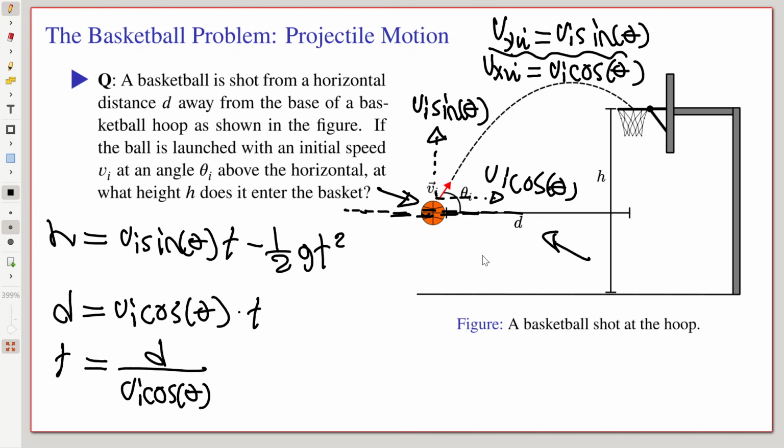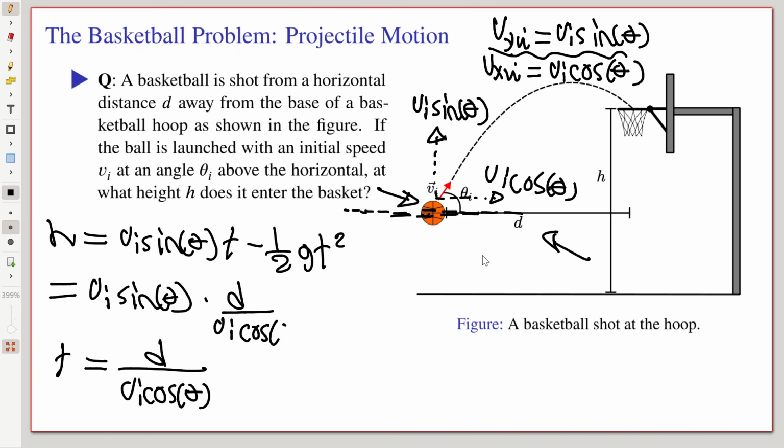Now, if we substitute this time into the equation, we can eliminate the time, and thus we can get a clean equation that calculates the trajectory path in terms of distance, not time, which is much simpler and better to work with. Let us see what we get. Now I'm going to delete this part and just substitute the time. We get vi sine theta times d divided by vi cosine theta, minus 1 over 2 g times d divided by vi cosine theta, all squared.